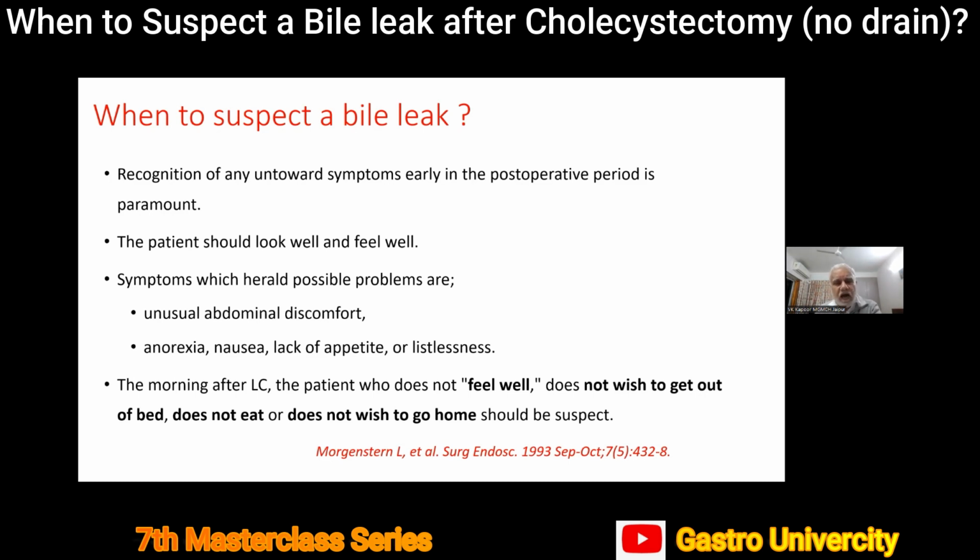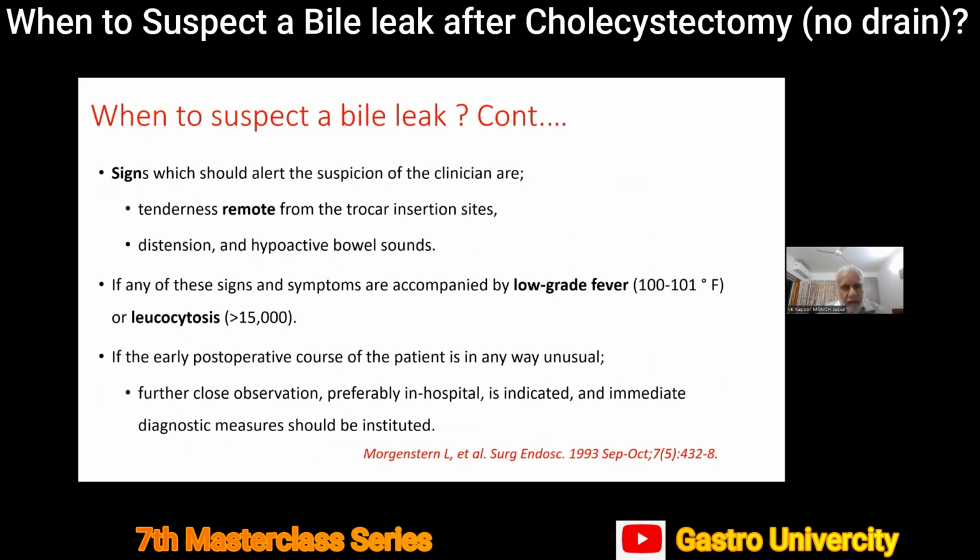So if the patient has unusual pain, which is out of proportion to what your other patients have had and which is requiring injectables even on the next morning, or if the patient is having so much anorexia and nausea that she doesn't even want to drink a cup of tea, she's not comfortable, she's tossing around in the bed, you need to think that there is something wrong. So again, if the patient doesn't feel well, doesn't wish to get out of the bed, does not eat or does not wish to go home, you need to suspect a bile duct injury or bile leak.